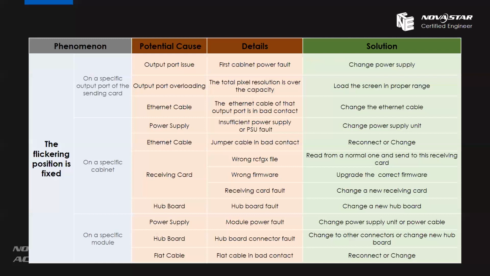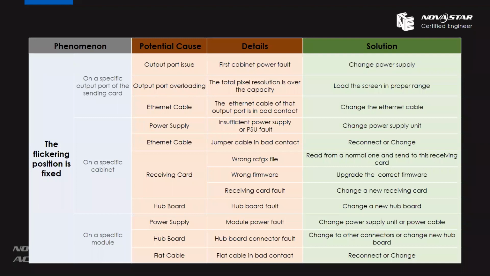And for the cabinets, it could be the power supply. If this cabinet is at fault, we may need to change the power supply unit. And also the Ethernet cable, the receiving card. This part is quite similar to when we're troubleshooting the screen blackout issue. And also the hub board could be the reason. And if it's a specific module, it's the same, we need to check the power supply of this module. Maybe it's a power supply cable or the power supply connectors, and also the hub board, the flat cable.